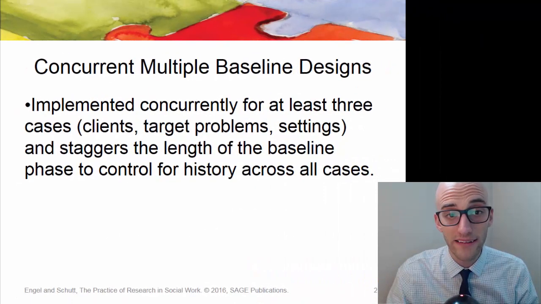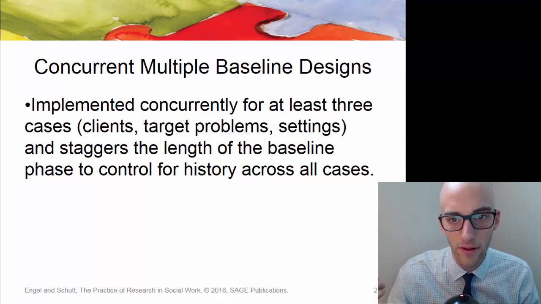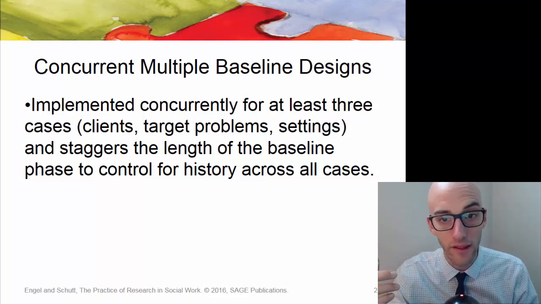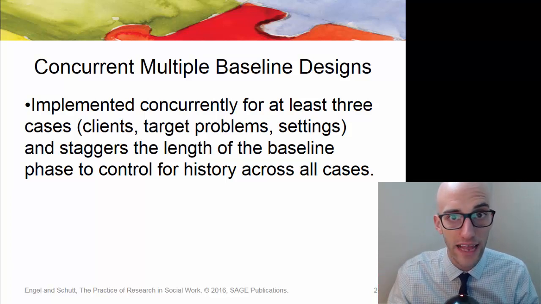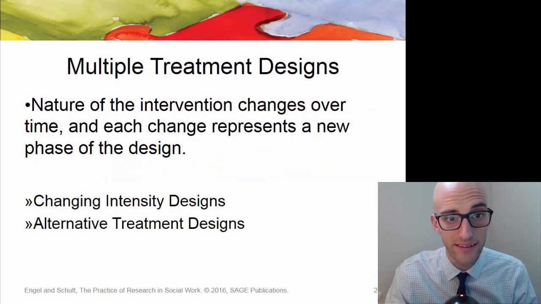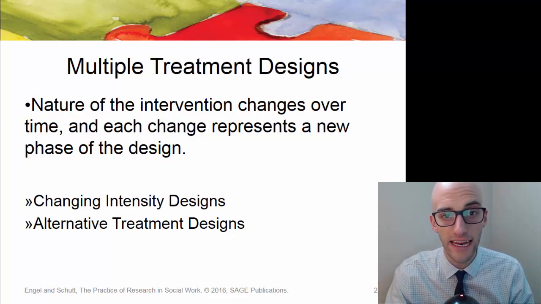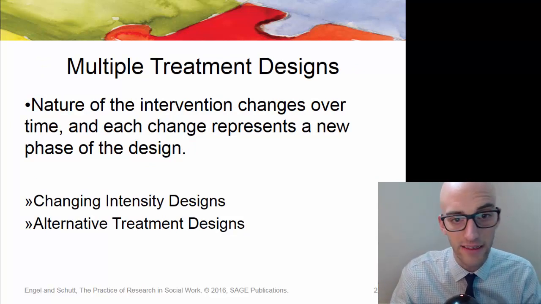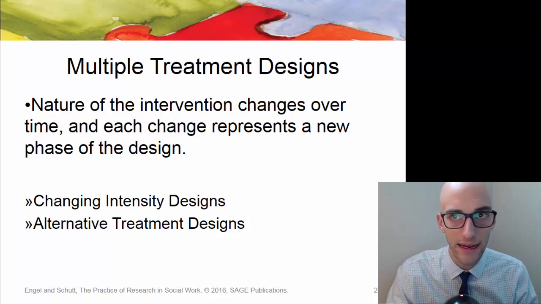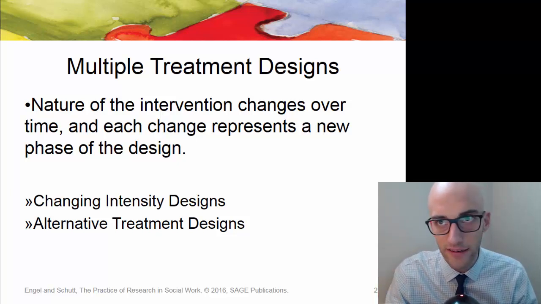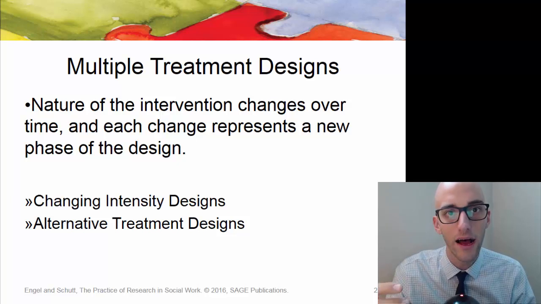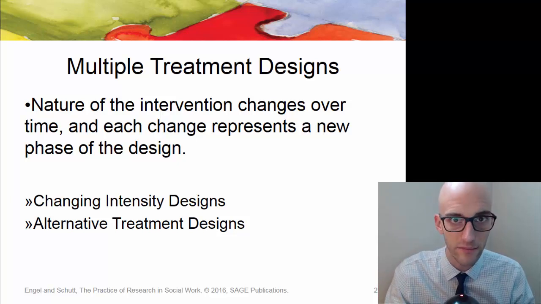So a concurrent multiple baseline design is implemented concurrently for at least 3 cases: client, target problem, and setting, and there's a staggering of the length of the baseline to control for history of the cases. Also with multiple treatment designs, the nature of the intervention changes over time, and each change represents a new phase of the intervention. So there might be a baseline, intervention 1, intervention 2, intervention 3. So that's another way that people do these single system designs.